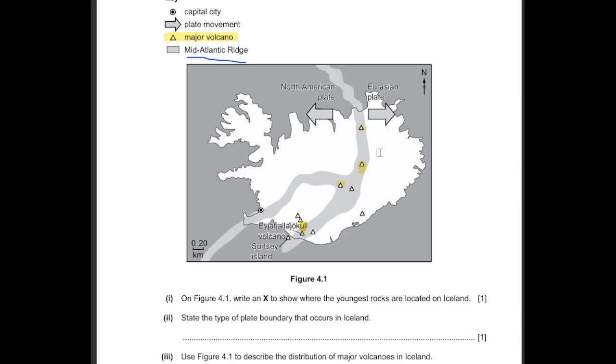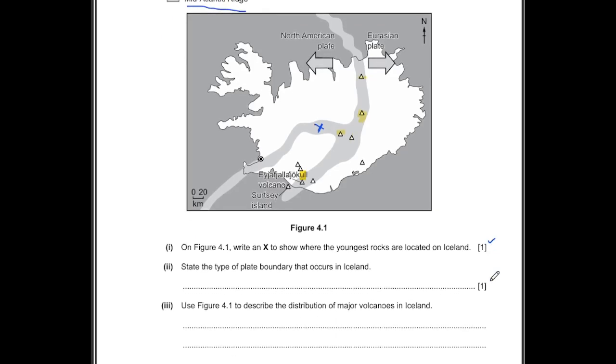The first question: on Figure 4.1 write an X to show where the youngest rocks are located on Iceland. You can draw an X where the youngest rocks are located. Wherever the volcanoes are, you will see the youngest rock. So basically you can draw an X on the mid-Atlantic ridge. One X is enough, so we are done with the first one.